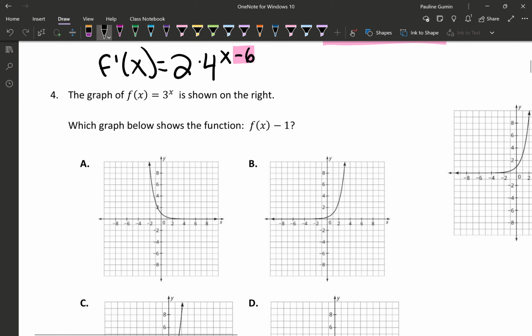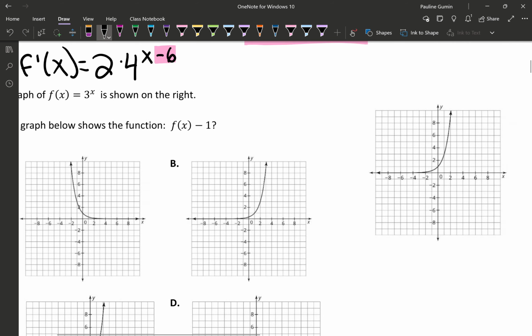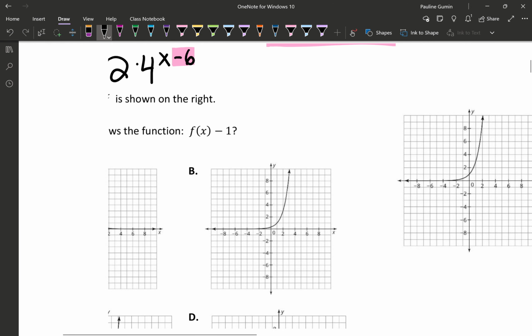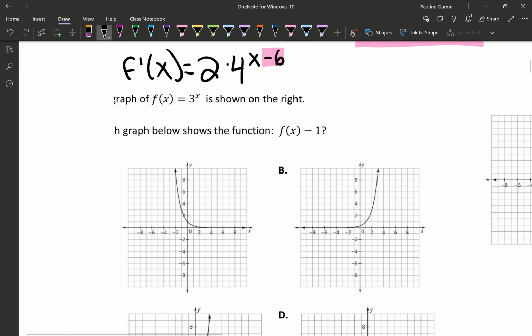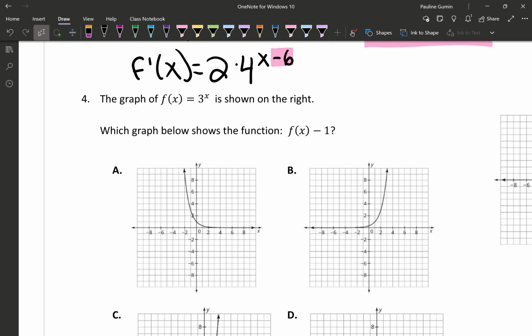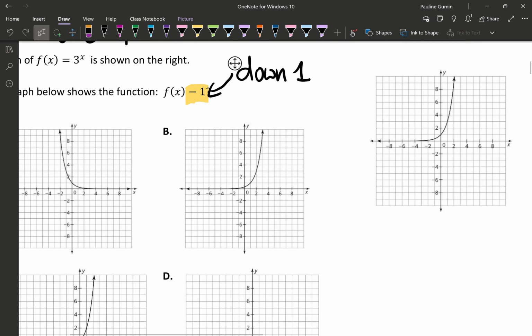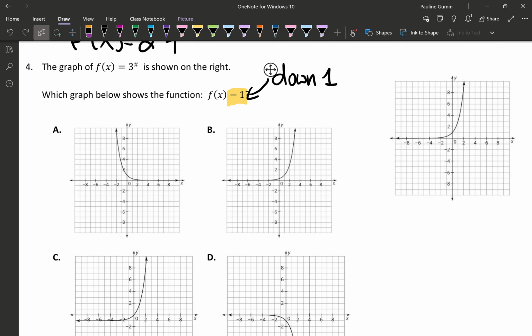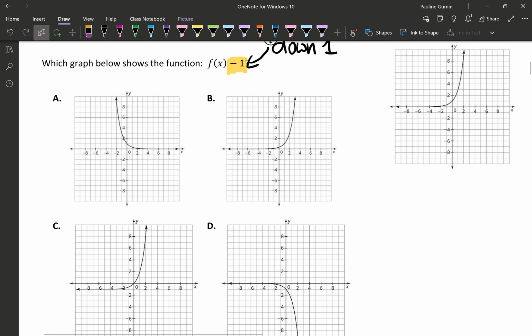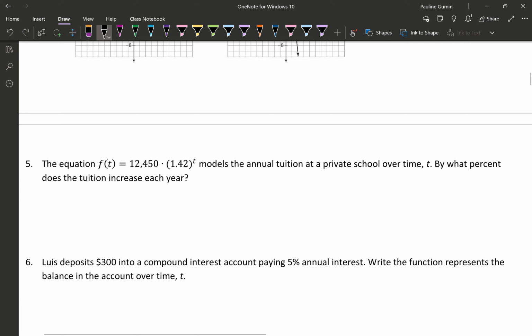Number 4. The graph f of x equals 3 to the power of x is shown on the right. Here it is. Let's let that load. Which graph below shows the function f of x minus 1? Well, this minus 1 means down 1. So take a look at your options. Which graph, A, B, C, or D, looks like we took this original one on the right and moved it down 1? Hopefully, you thought it was C. All right, let's flip the page.